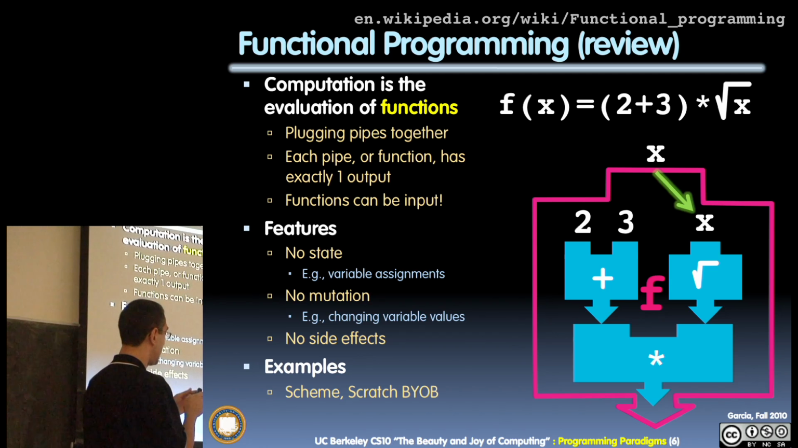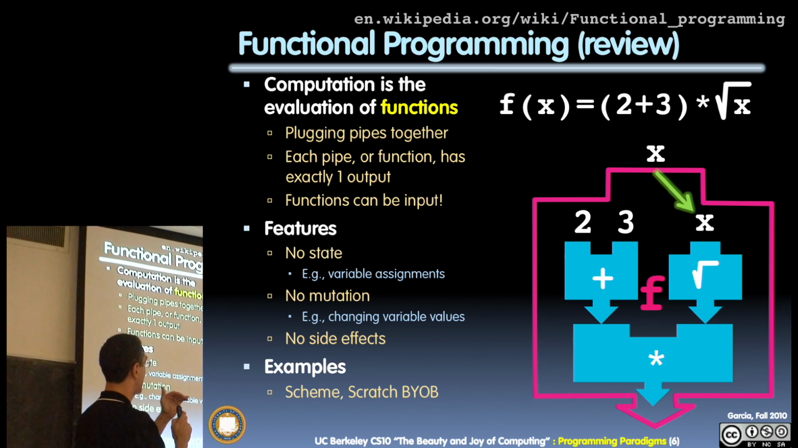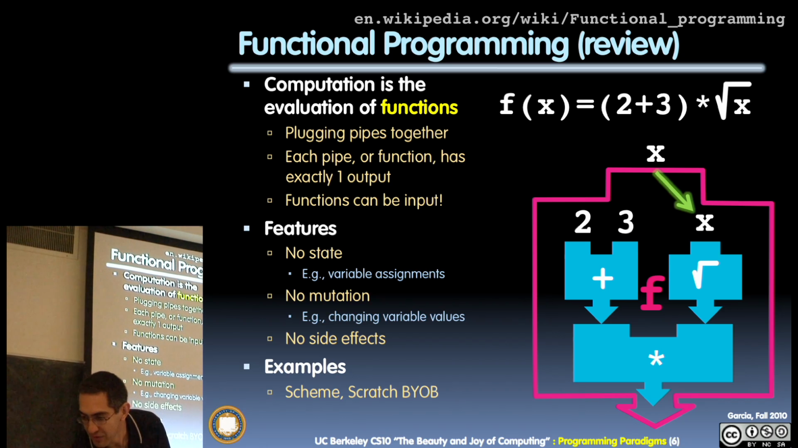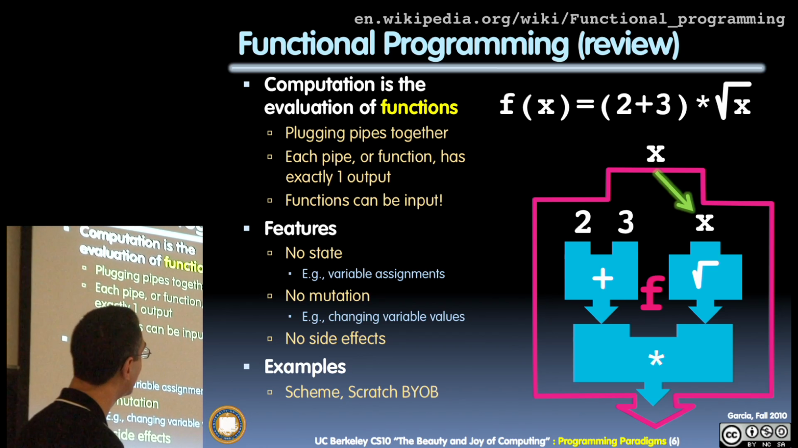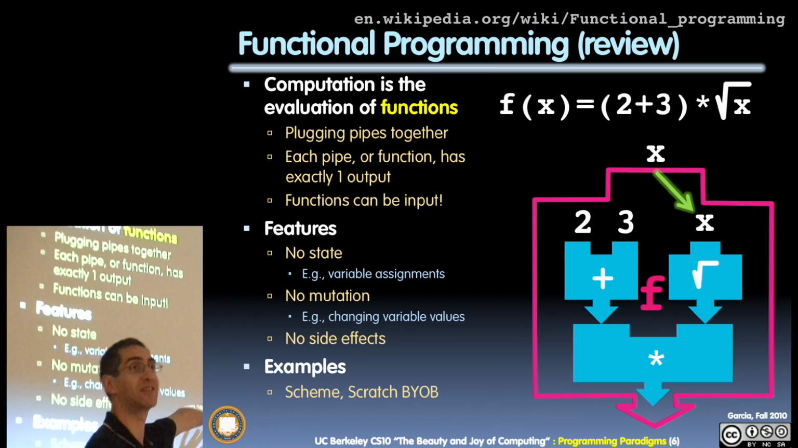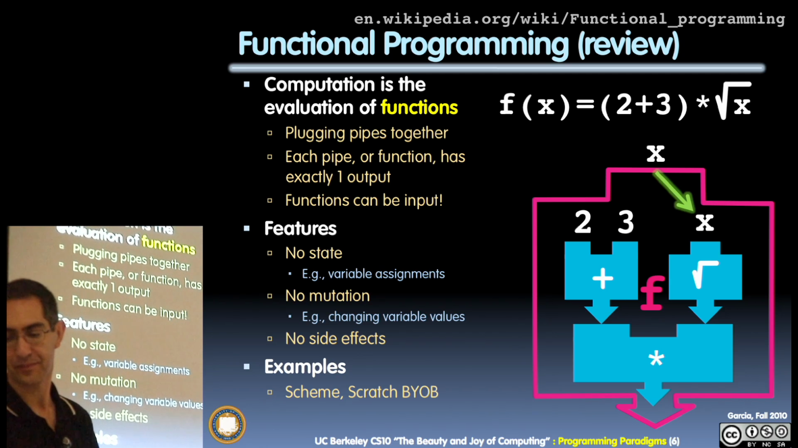But here's an example. I think I don't have a battery in this guy, so I'll use the cursor. Here's a function f of x is 2 plus 3 times the square root of x. And so I can think of this as a black box, right? X comes in, and that function of x comes out.